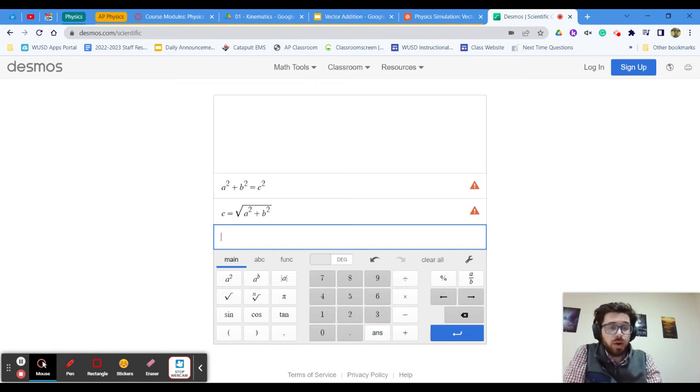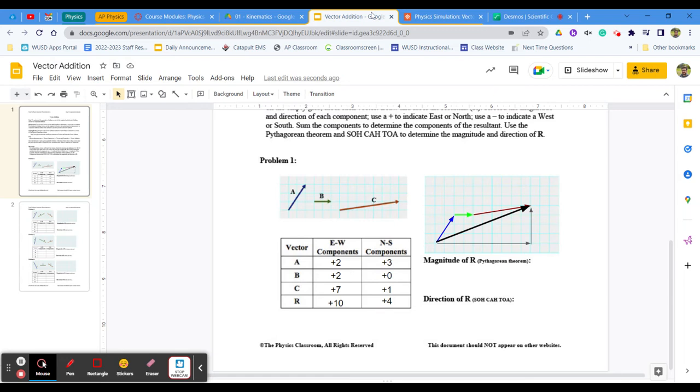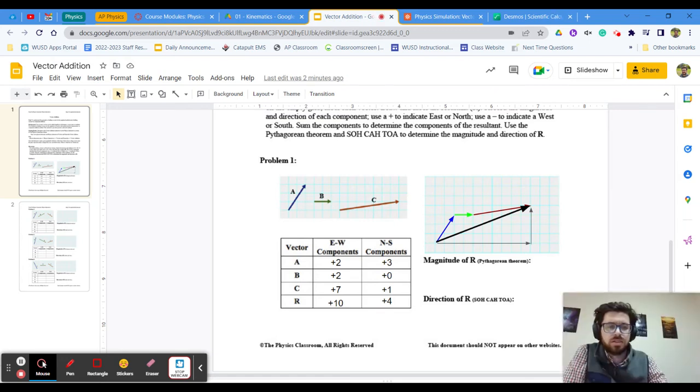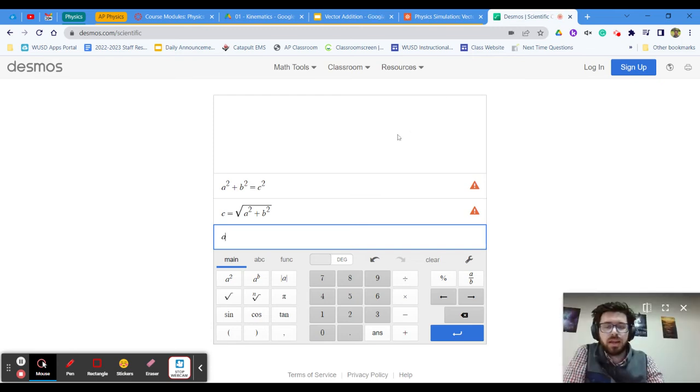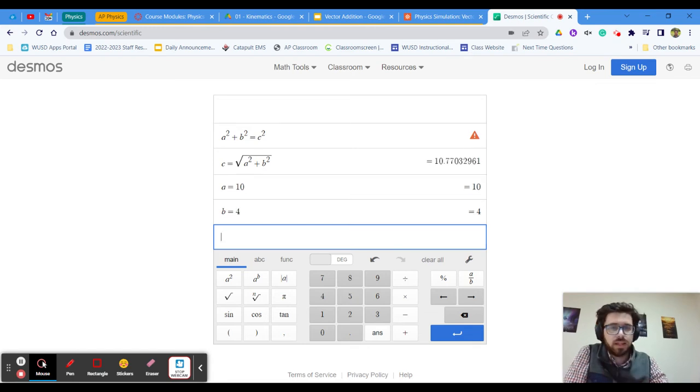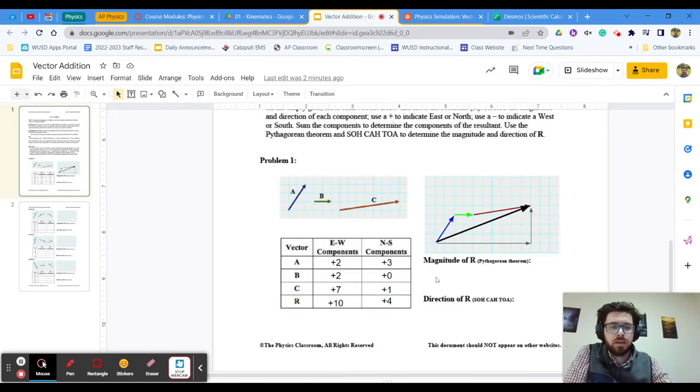Great. Let's go ahead and define that. So a is going to be the first side. So let's go back to what we had. So a was 10 to the right, and then b was 4 up. So let's write a is equal to 10, and b is equal to 4. And there you go. We get an answer solving for the Pythagorean theorem for us. 10.77 is going to be it. So let's go back over here, and let's plug that in. We're going to have 10.77.